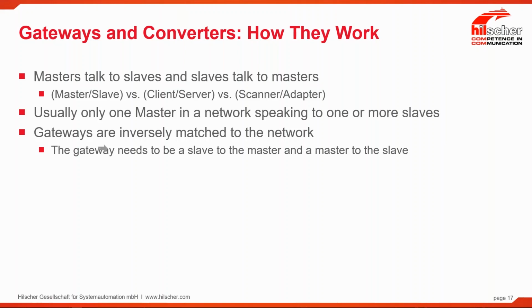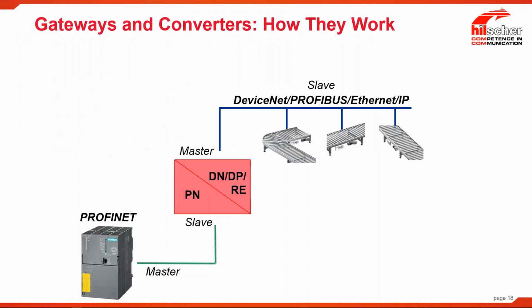Usually there's only one master in the network speaking to one or more slaves. Sometimes the network can be just slaves, and they work independently from each other. And then lastly, gateways are inversely matched to the network. This point is sometimes missed by many, and we do get the periodic question to our tech support on that. Let me show you that point here.